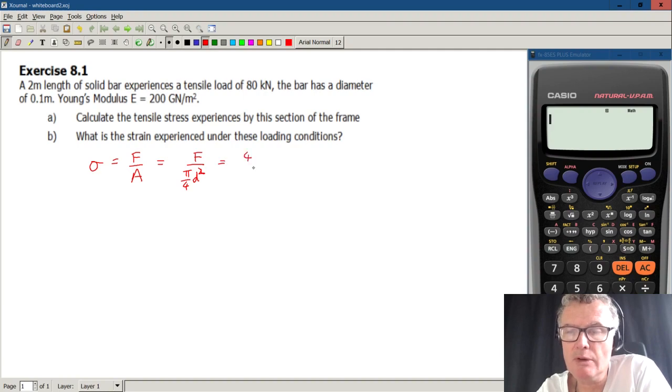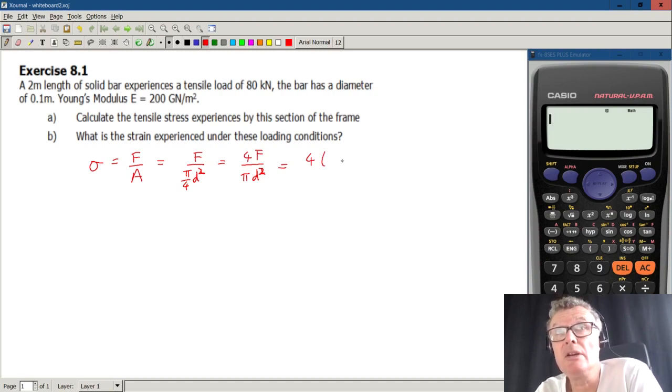So rearrange your formula before you put your numbers in. That's a bit ugly at the moment, so let's bring the 4 up to the top, and the d squared can go there. So the numbers that I'm looking to put in is 4. Try and convert your numbers by removing the SI units and the prefixes such as kilo, mega, giga, and so on. So here we've got kilo. So let's put in 80,000.